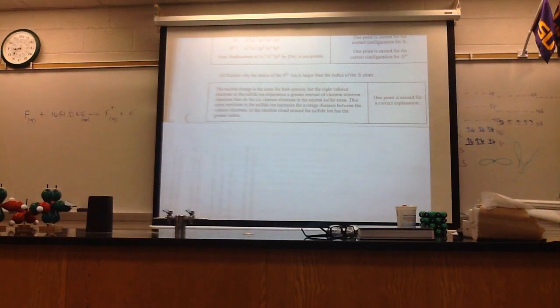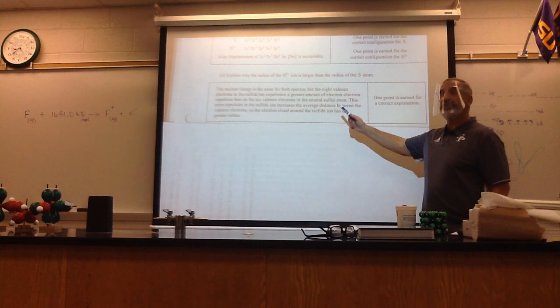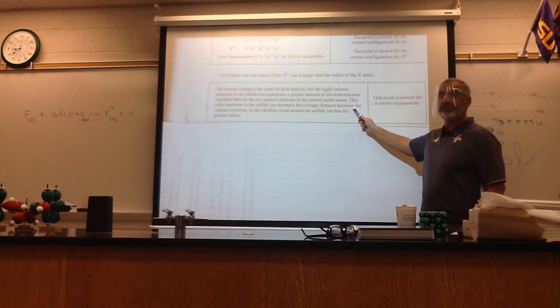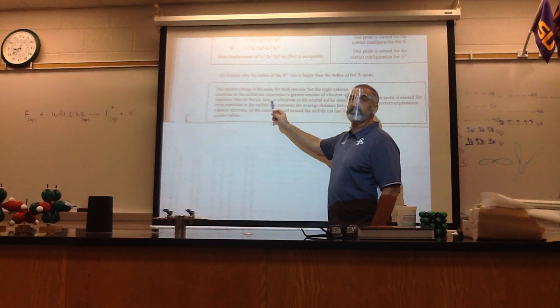Let's see how close we got to AP. Now, they did mention the nuclear charge is the same. Nuclear charge meaning protons. Okay, so since it's a proton to electron attraction, it probably wouldn't hurt to say that. But the 8 valence electrons of sulfide experience a greater amount of electron-electron repulsions than do 6 valence electrons in the neutral sulfur. This extra repulsion increases the average distance, which is what you said, they spread apart. Okay, so the electron cloud around the sulfide ion has a greater radius. Now, this is a 1-point question. As an AP reader, if I'm reading this, you only have to be 51% correct to get your point. You don't get half a point, you don't get partial credit. You only have to be 51% correct. So if you had left off the nuclear charge but said everything else, you still would have gotten your 1 point.